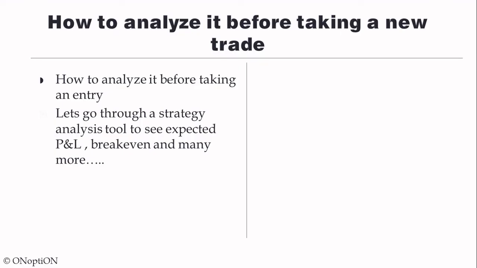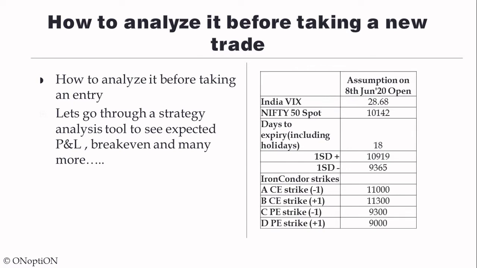If you want to take a new trade, you have to analyze it before taking a trade, right? So now we look at one of such sample data. So you can see here I am just taking an assumption for June month 2020. I assume a VIX of 28.68, Nifty spot as 10,142, and days to expiry is 18 days. So with that, I arrived at my first standard deviation plus and minus values, and I estimated the close by strikes, both CE and PE side.